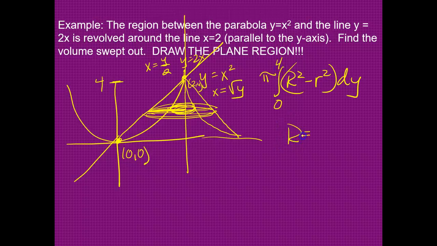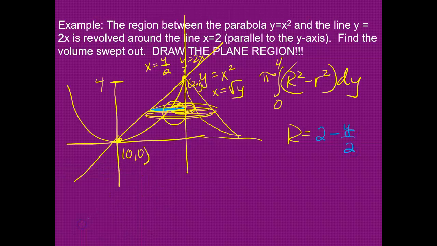Now we have to find the outer and the inner radius. Okay, this is the hardest part for some kids. I need this distance right here. This is my outer radius. You should draw that in there so you can see it. If that is my outer radius, I need that distance, which means I have to use right minus left. So 2 minus that line is y over 2.